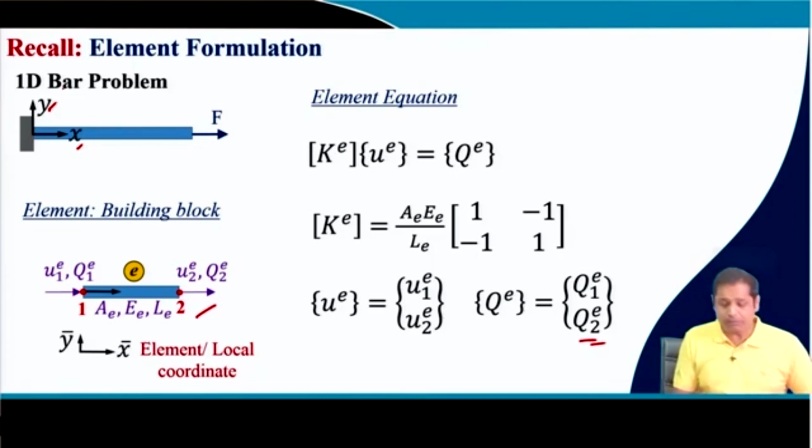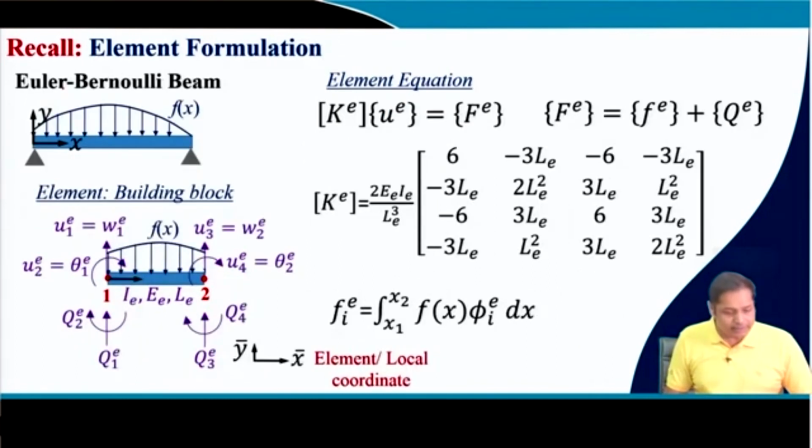Therefore, the element equation will remain unchanged. This is for the 1D bar problem. And then we also discussed the Euler-Bernoulli beam problem. This is the building block, and then we have a 2 noded beam element here. At every node we have 2 degrees of freedom. One is translation in the transverse direction, and another is the rotation.